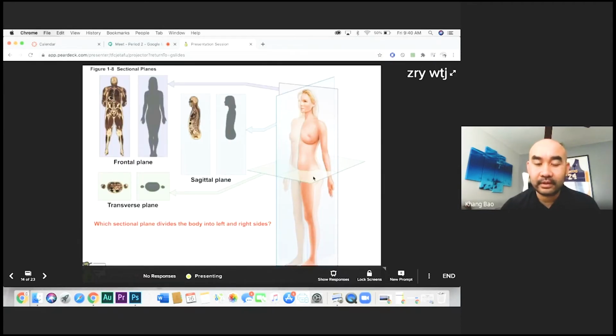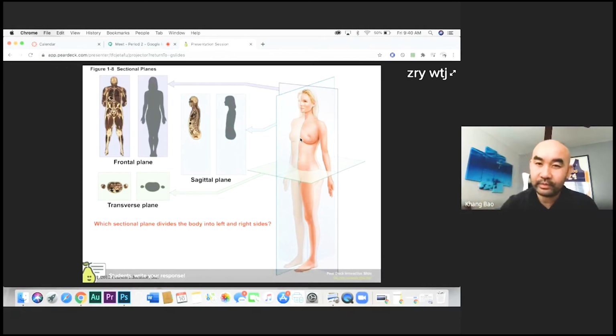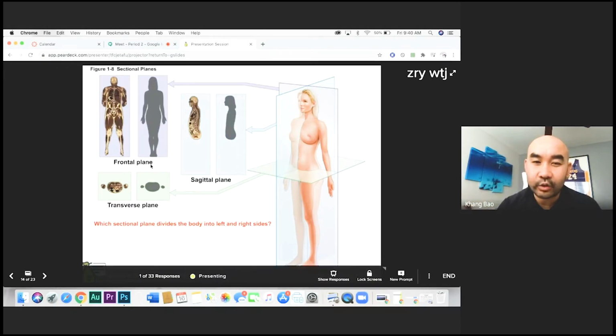Well, there are three terms. When you describe the front, ventral, and the back, dorsal, we use the frontal plane. Just imagine it's a cut. It will section off the front side and the back side.